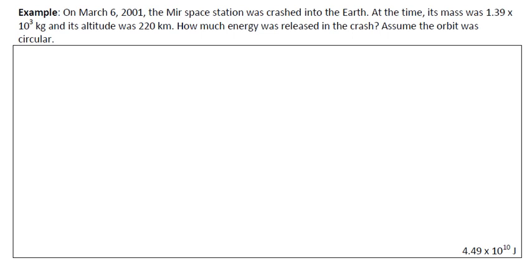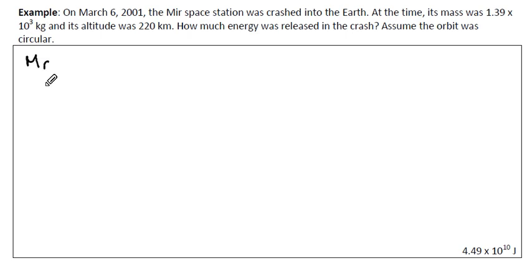So on March 6, 2001, the Mir space station was crashed into Earth. At the time, its mass was 1.39 times 10 to the 3 kilograms. Its altitude was 220 kilometers. So let's solve this one.